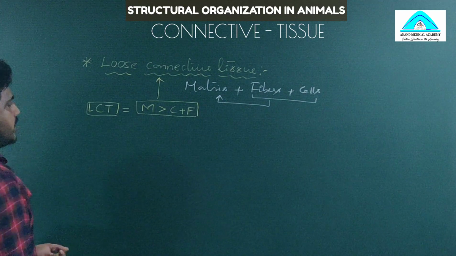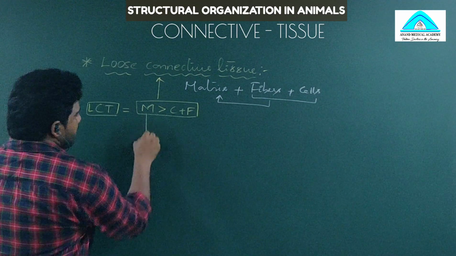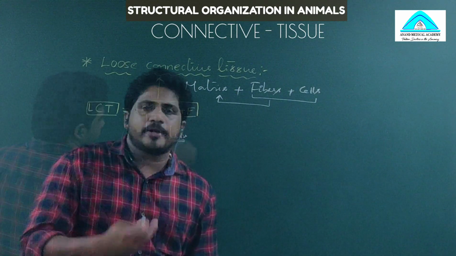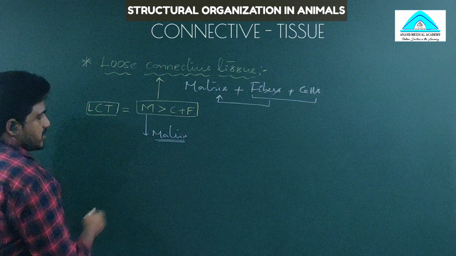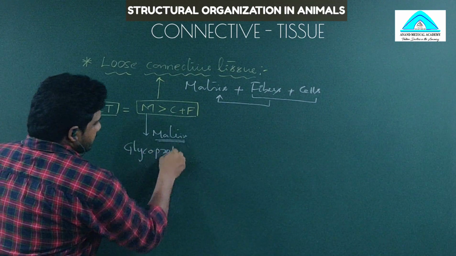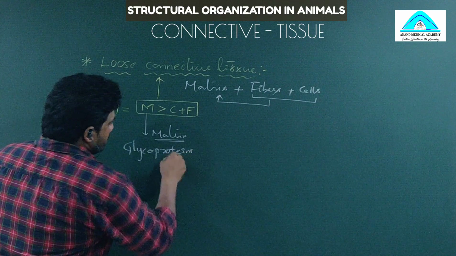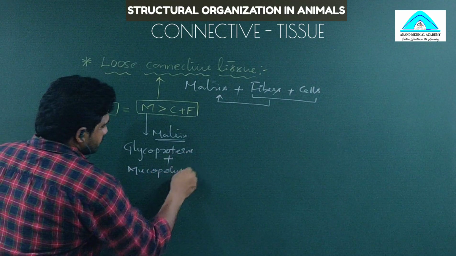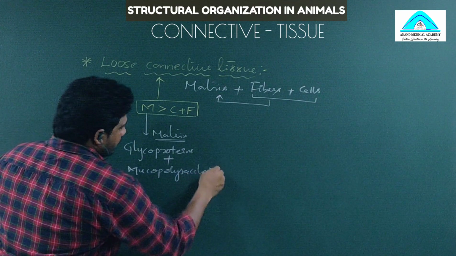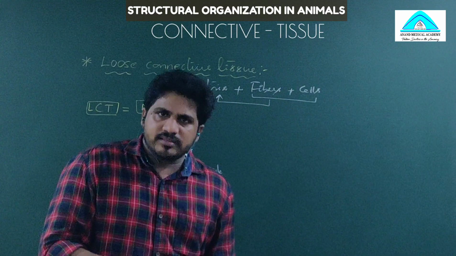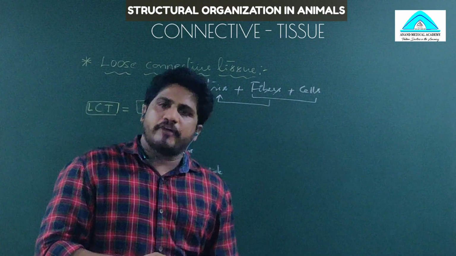Then what is matrix? Matrix is made up of glycoproteins and mucopolysaccharides. Here another important question is, who produces the matrix? Who secretes the matrix? Fibroblast cells.